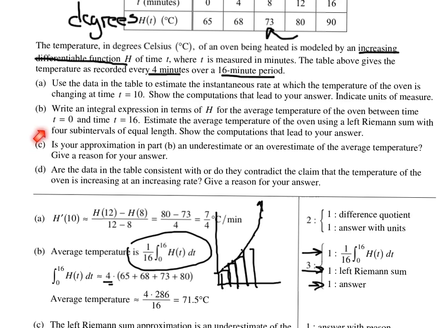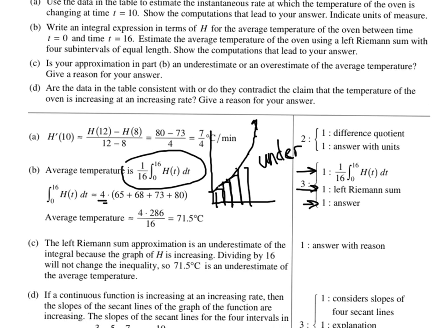Now in part C, they want us to answer, is the approximation an underestimate or overestimate? Well, looking at the diagram here, it labels it out nicely for you. You can see that since the function is increasing, my left Riemann sum is going to be an underestimate. So they would want you to say the left Riemann sum is an underestimate because the graph of H is increasing. And that's basically all you need, an answer with the correct reasoning.